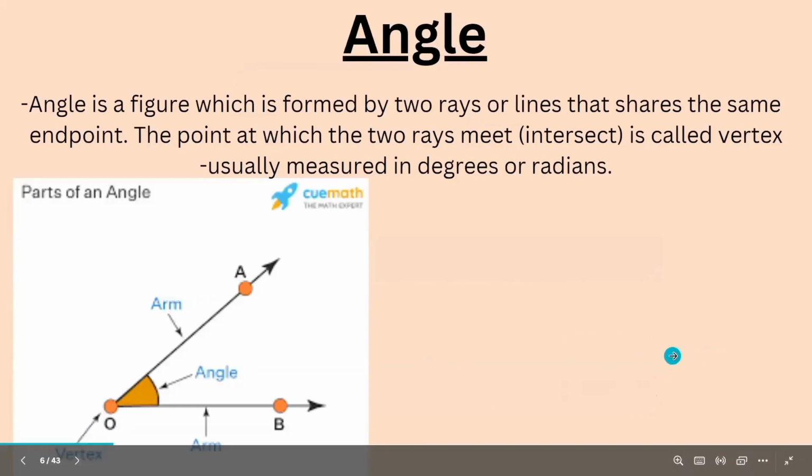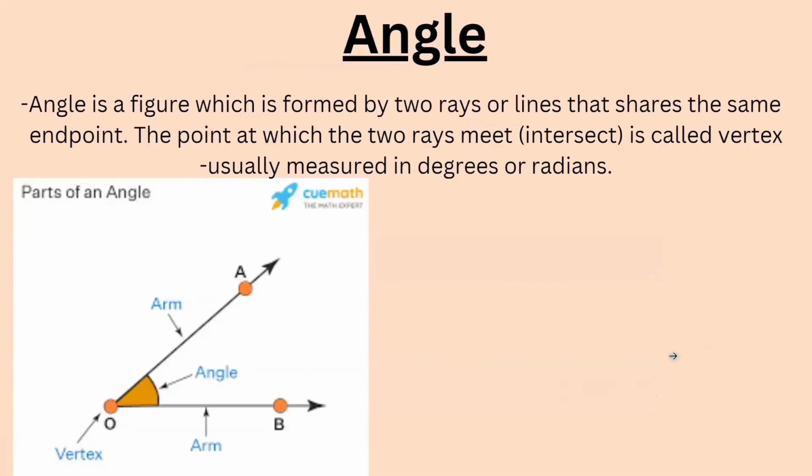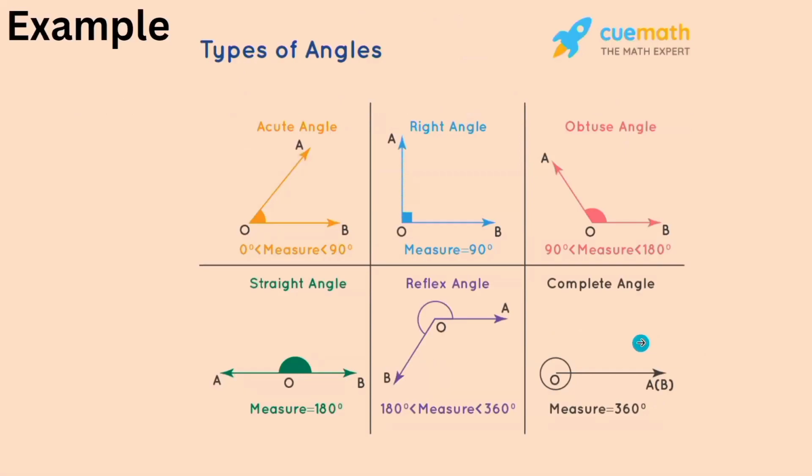An angle is a figure which is formed by two rays or lines that share the same endpoint. The point at which the two rays meet is called the vertex, and angles are usually measured in degrees or radians. Here are some examples of angles.